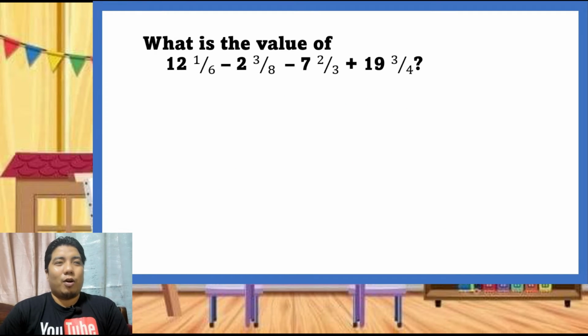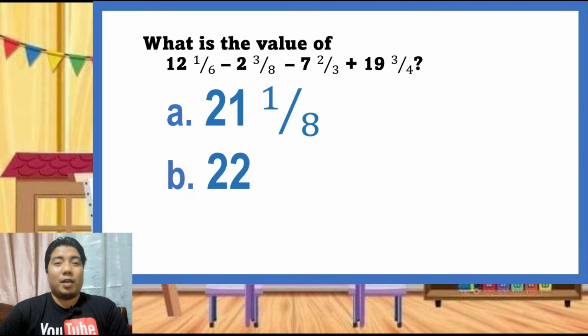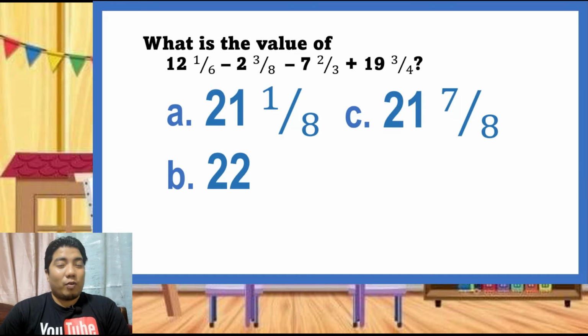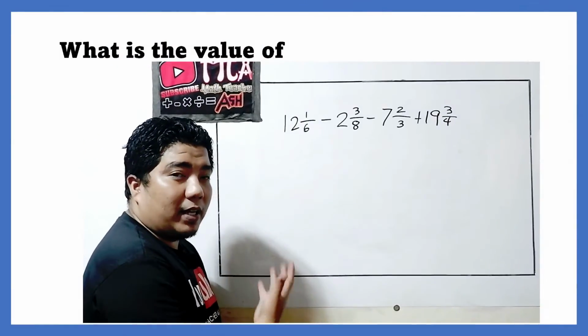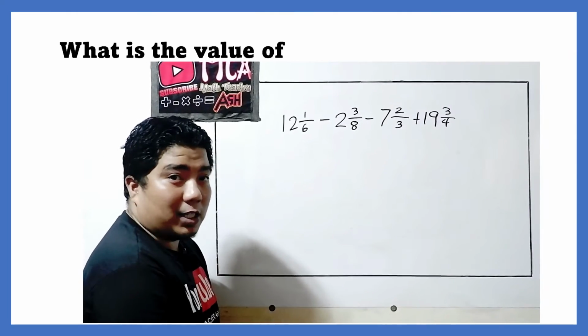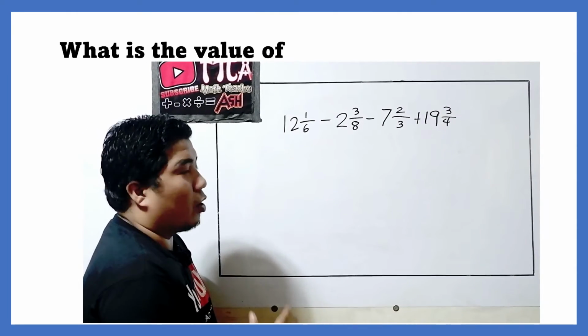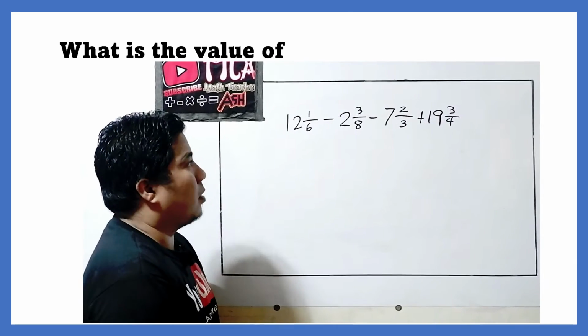What is the value of 12 and 1/6 minus 2 and 3/8 minus 7 and 2/3 plus 19 and 3/4? Is it A, 21 and 1/8? Letter B, 22. C, 21 and 7/8. Or letter D, 21. Okay, for this problem, my dear math learners, we are to simplify the given mathematical expression. So this is a combination of addition and subtraction of mixed numbers.